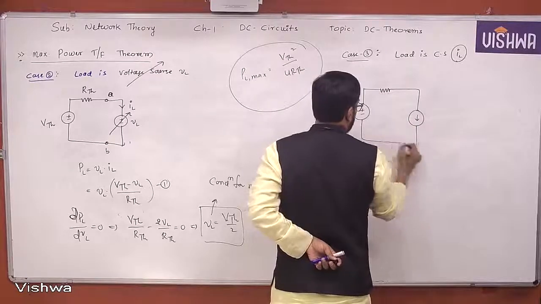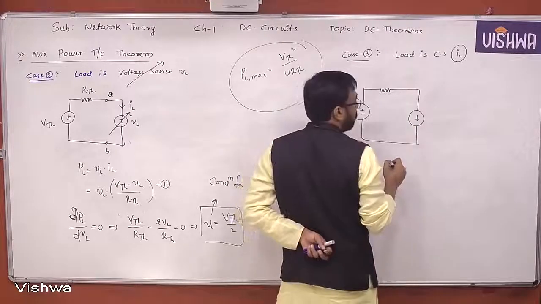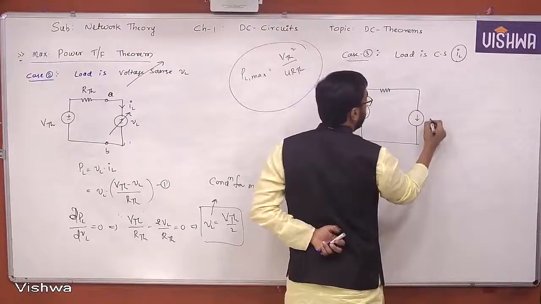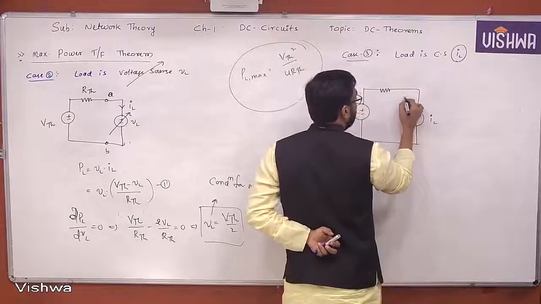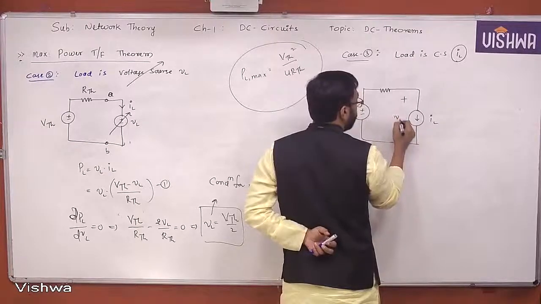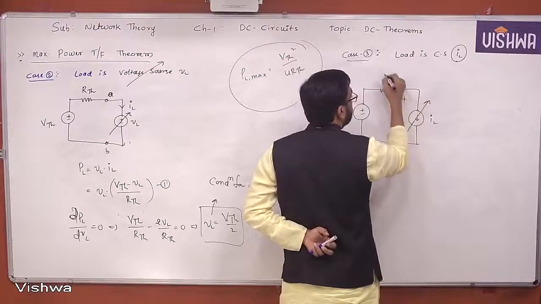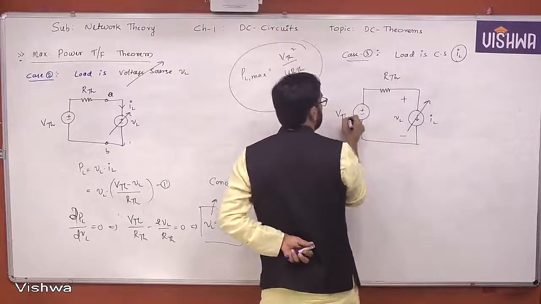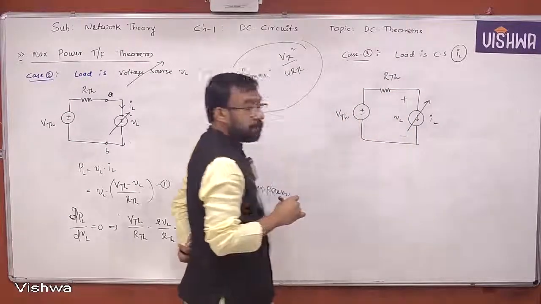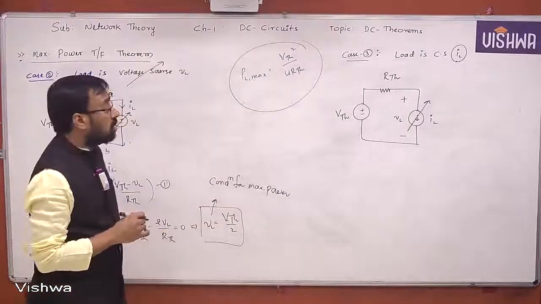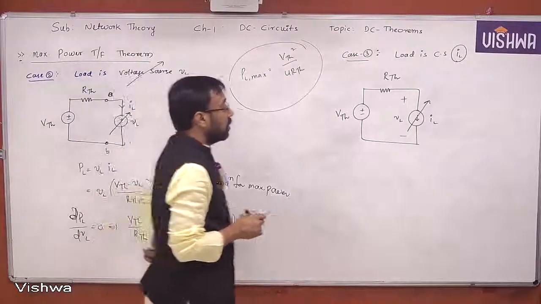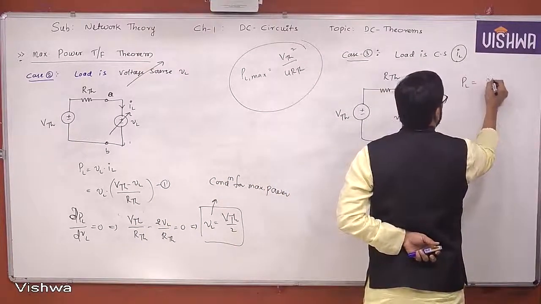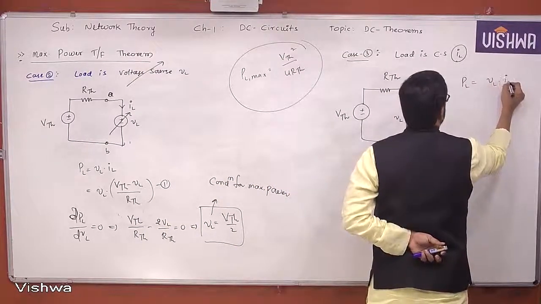So now a current source is said to be absorbing power only when that current is entering into the positive terminal. That is why IL, and I am taking the downward direction intentionally. This is variable. This is RTH and this is VTH. The current source IL and VL. PL is equal to VL into IL.